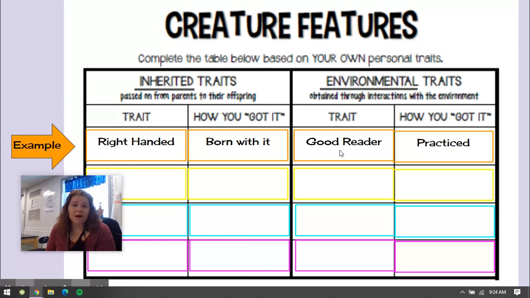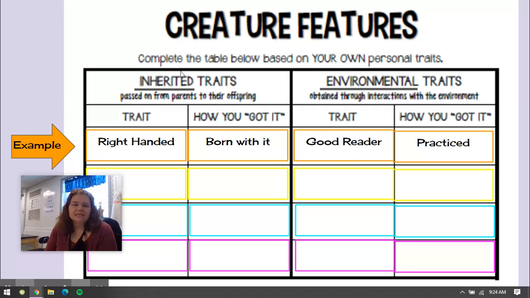There were nights that my mom had to sit with me in my bedroom and actually read my books with me because I struggled for the longest time to learn how to read. And I would say it wasn't until college that I actually started to enjoy books. So I had to actually practice. So that's how I got that environmental trait of being a good reader.